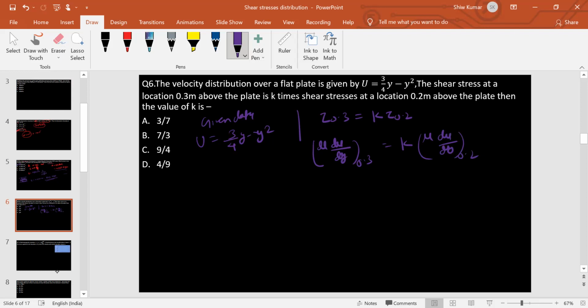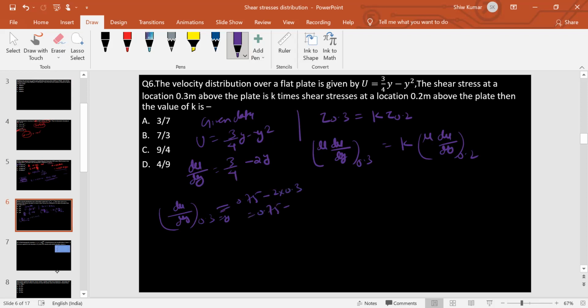So I will find du by dy, that is the velocity gradient, and it is given as 3 by 4 minus 2y. So find du by dy at y equal to 0.3. It means 3 by 4 is 0.75, minus 2 into 0.3.